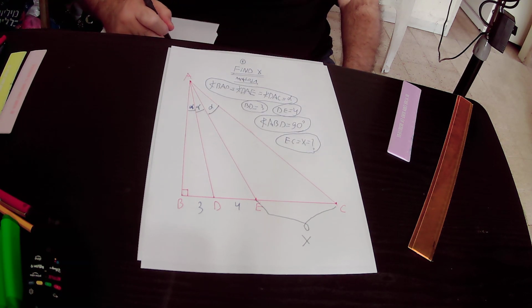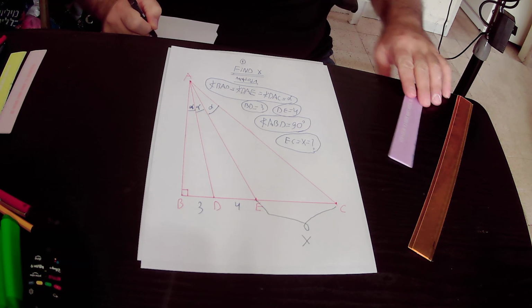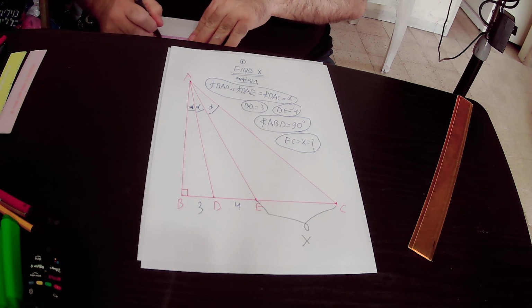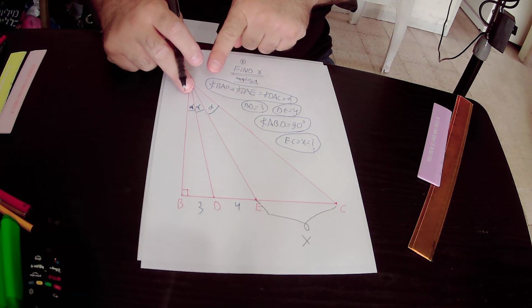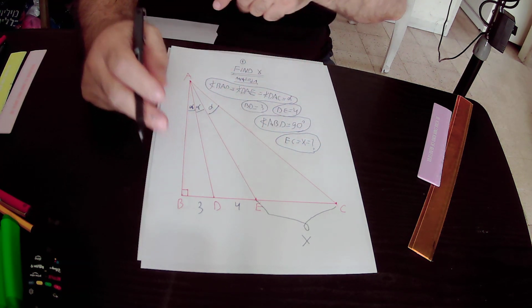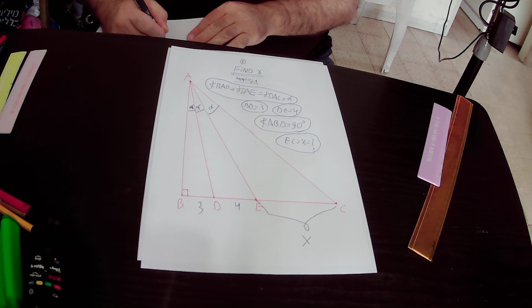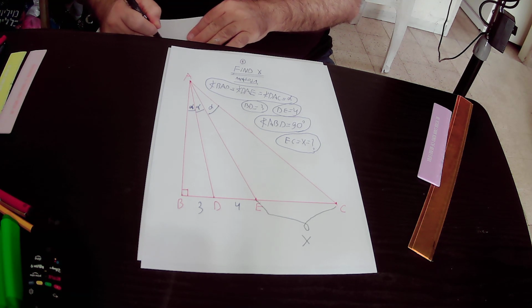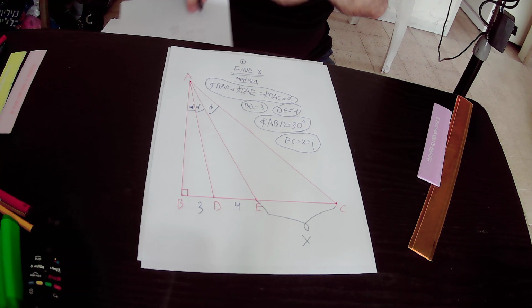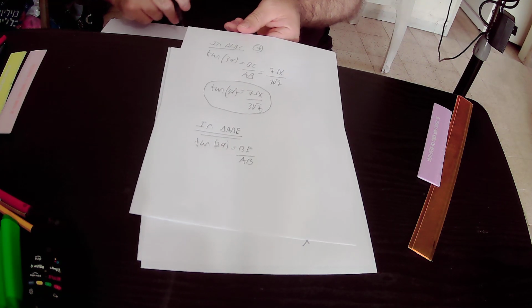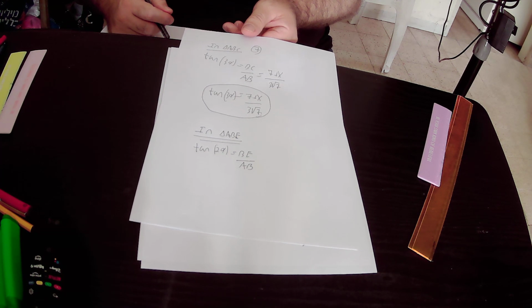In the next step, we will focus on the right triangle ABE. In the right triangle ABE, we know that tangent 2 alpha equals BE over AB.